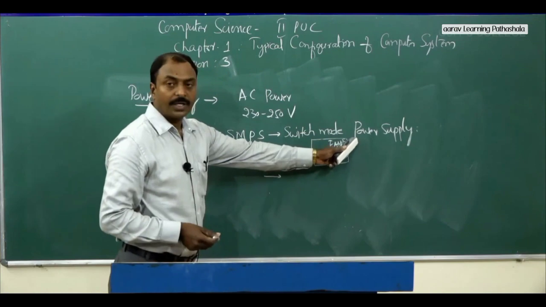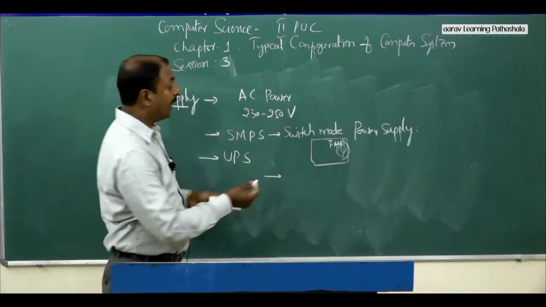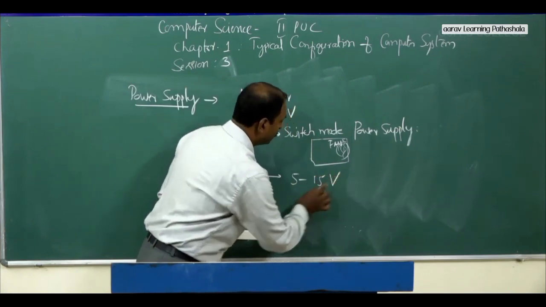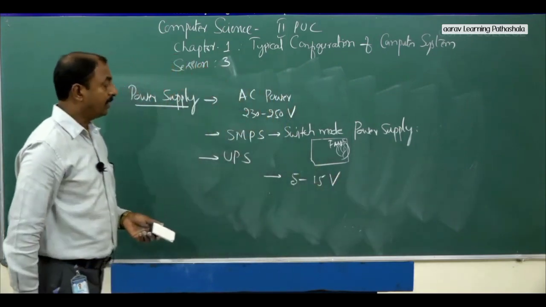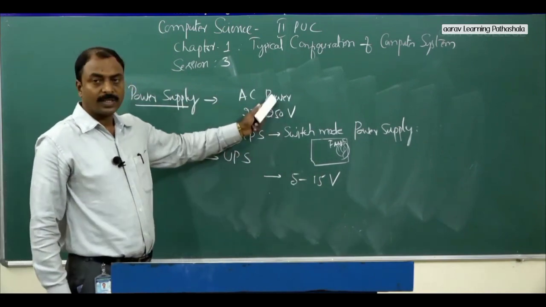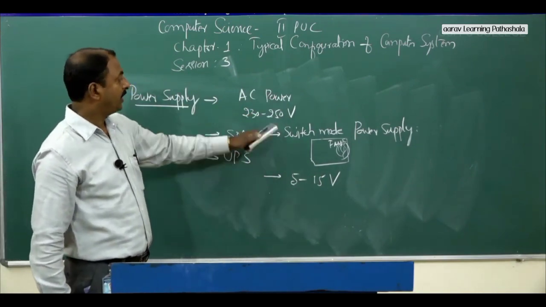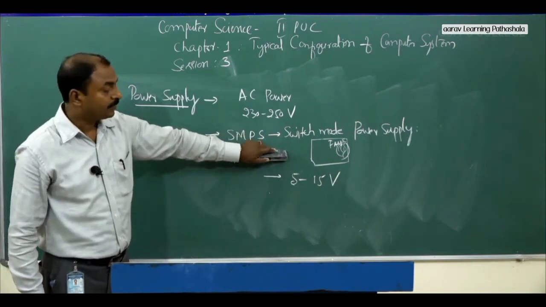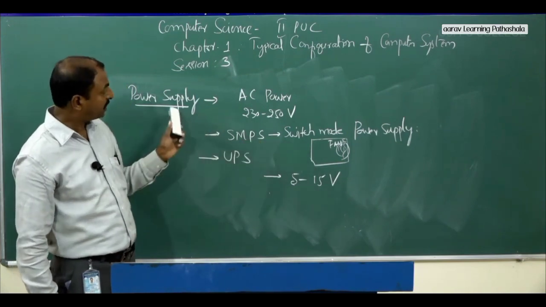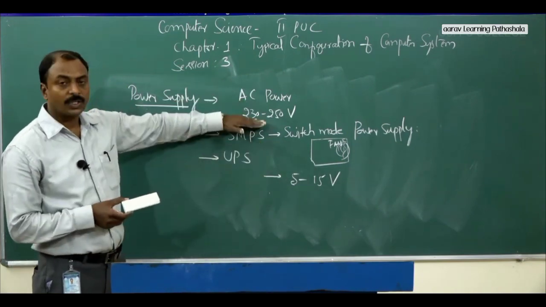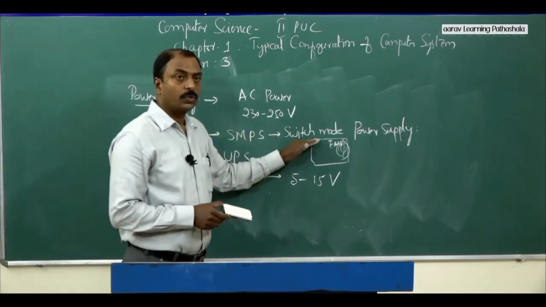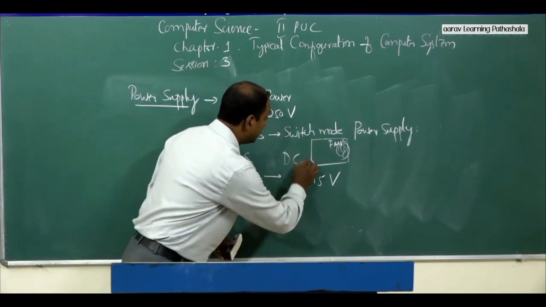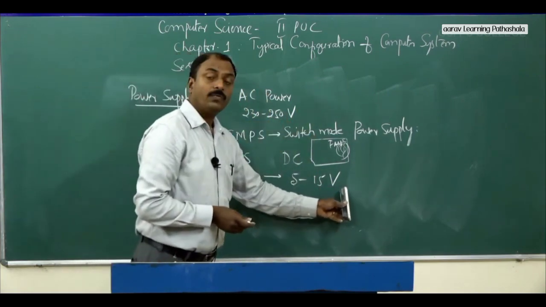So SMPS will regulate the main power supply from the AC and convert this to between 5 to 15 volts. So this much power is necessary for the functioning of the computer or the motherboard. So this is SMPS. SMPS stands for switch mode power supply. It provides continuous power to the computer system, and its function is to regulate or control the AC power and convert it into DC volts, between 5 to 15 volts.